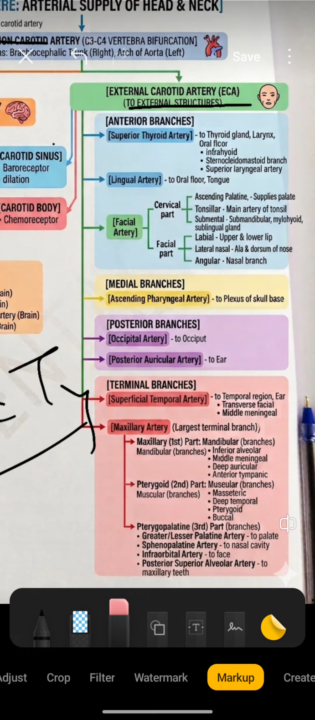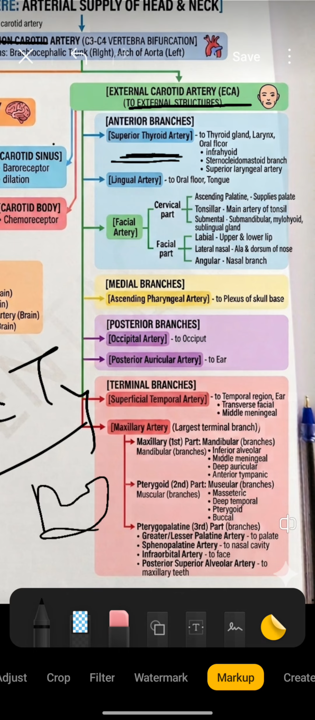Okay, the superior thyroid artery arises from the anterior aspect of the external carotid artery, just below the tip of the greater cornu of the hyoid bone, and runs downward and forward, parallel and superficial to the external laryngeal nerve, to reach the upper pole of the thyroid gland. So mainly it supplies the thyroid gland, and the nerve accompanying it is the external laryngeal nerve.